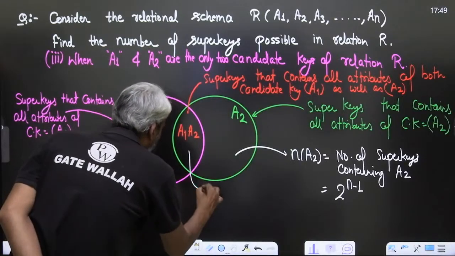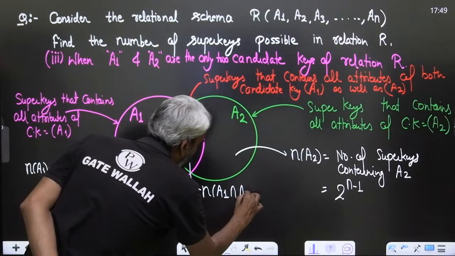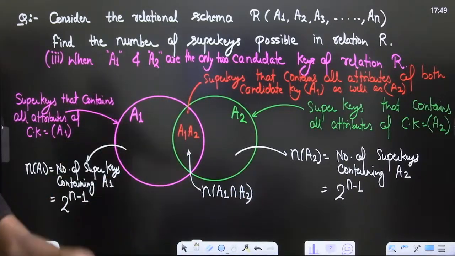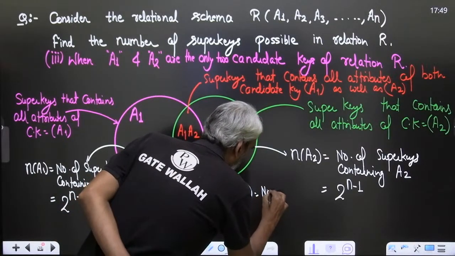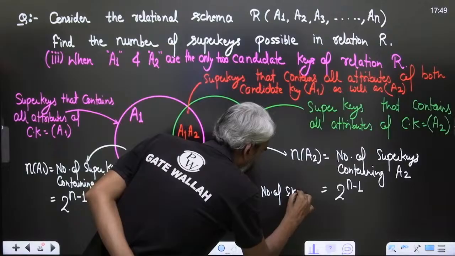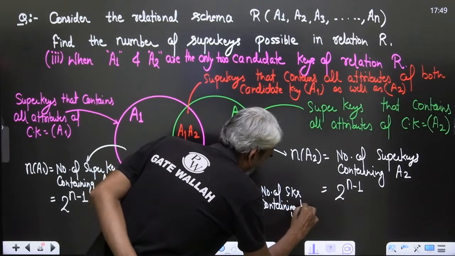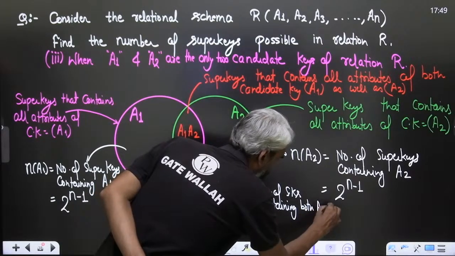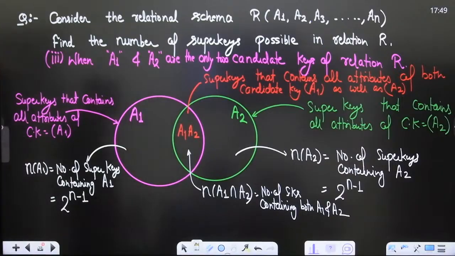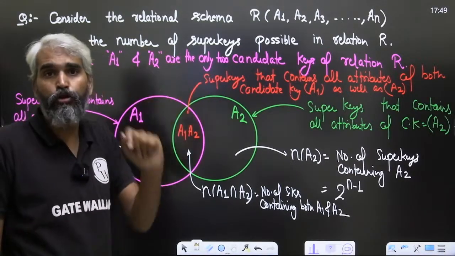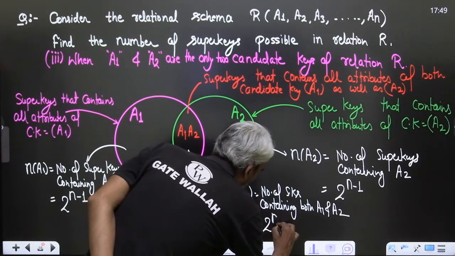Now, let's assume these are the number of super keys containing both A1 and A2. So, how many super keys will contain both A1 as well as A2? Sir, A1 and A2 both should be present. So for each of them, you will have one choice, and for the remaining n minus 2 attributes, you will have 2 raised power n minus 2 choices.